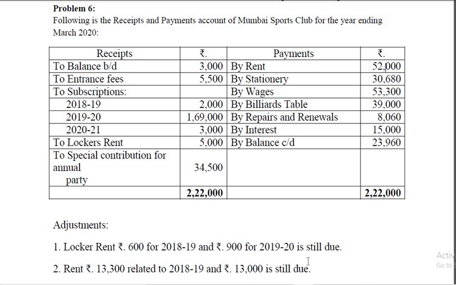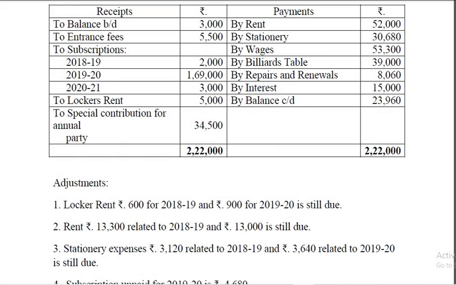To that, these adjustments are to be made. 13,300 should be deducted and 13,000 should be added. Stationery, okay, similar to that. Here is an item, 3,120 should be deducted from this and 3,640 should be added to this. Wages, no adjustment, so it is a revenue expenditure.